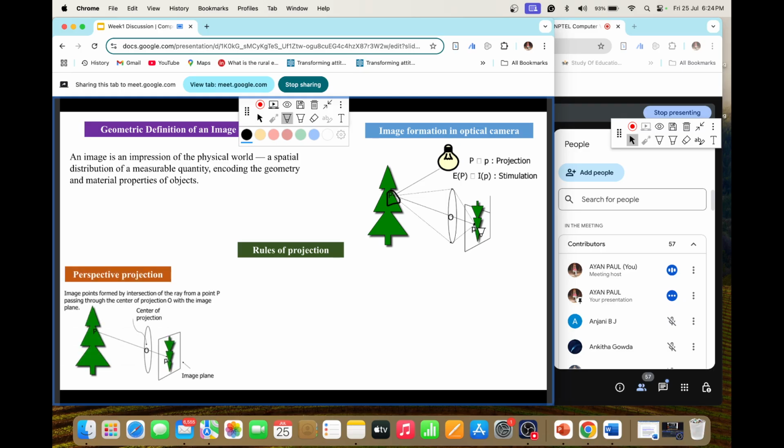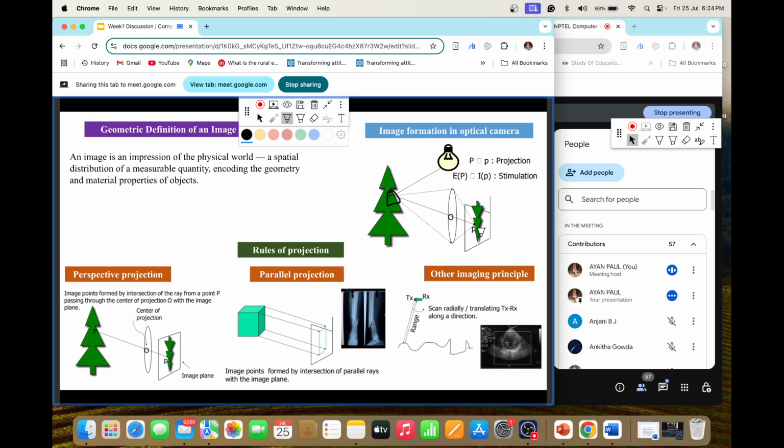Now there are different rules of projection, like perspective projection, parallel projection, and other imaging principles. Perspective projection is the most common type of projection that you can see in all the cameras. The image point is formed from the intersection of a ray from a point P passing through the center of projection O with the image plane. These things we will learn in detail in the coming classes, but you can say this is the perspective projection. What happens in perspective projection is the image is formed in the image plane in an inverted manner. This is the characteristic of perspective projection.